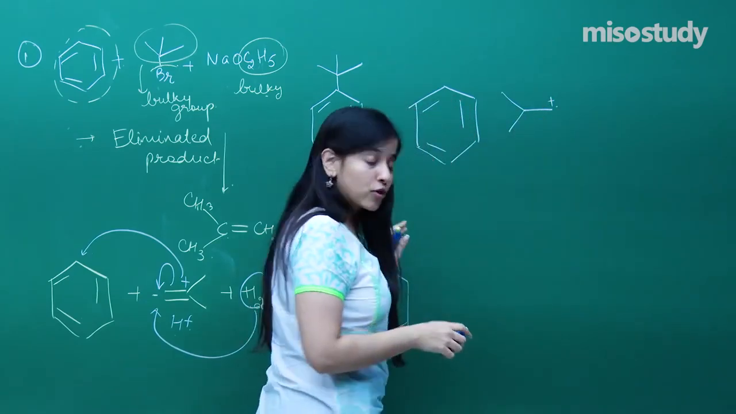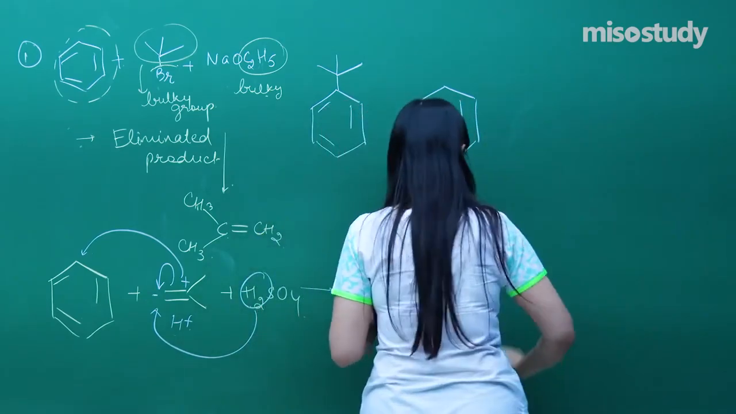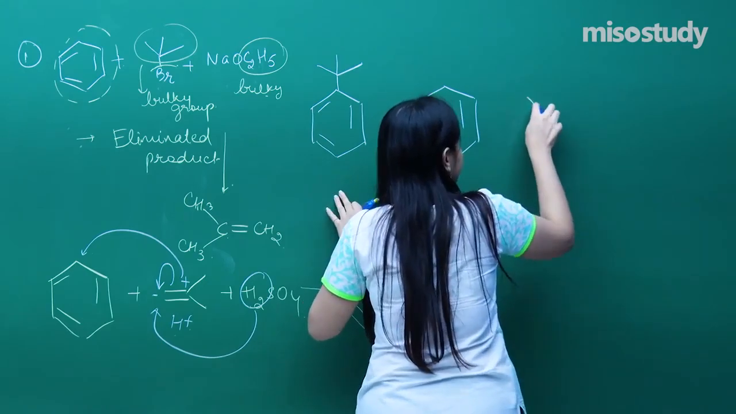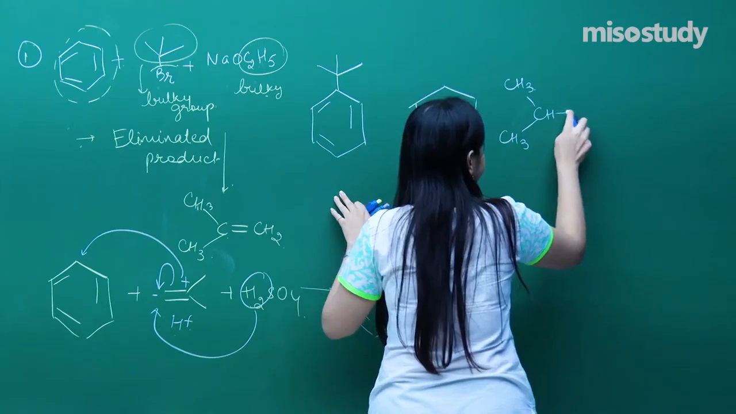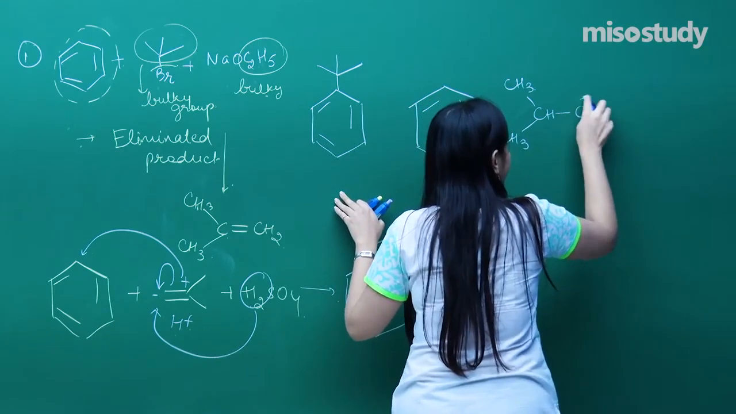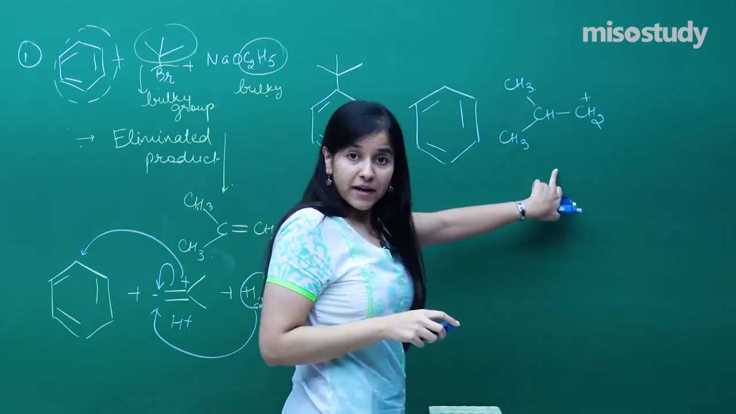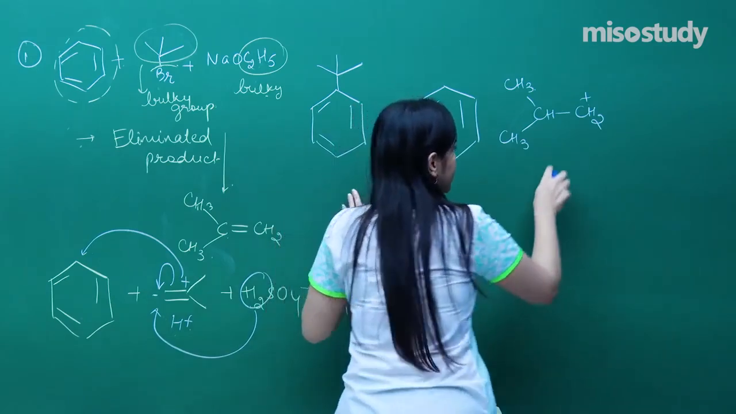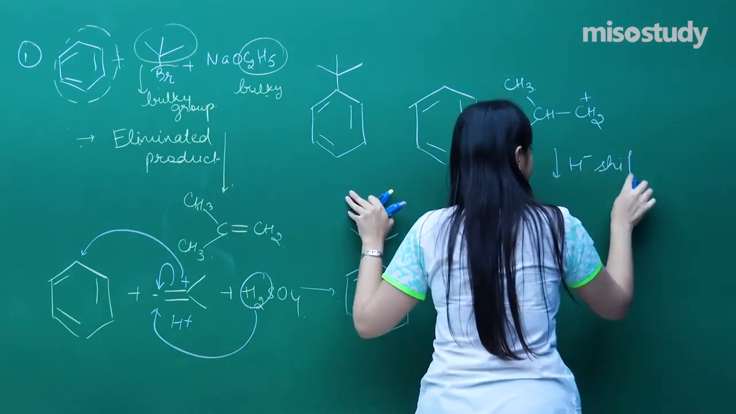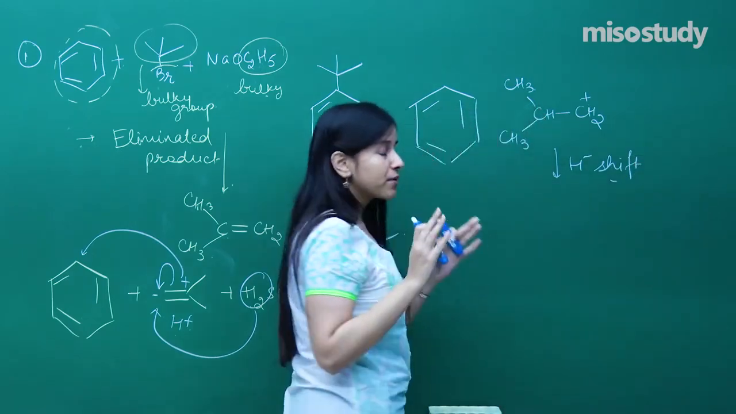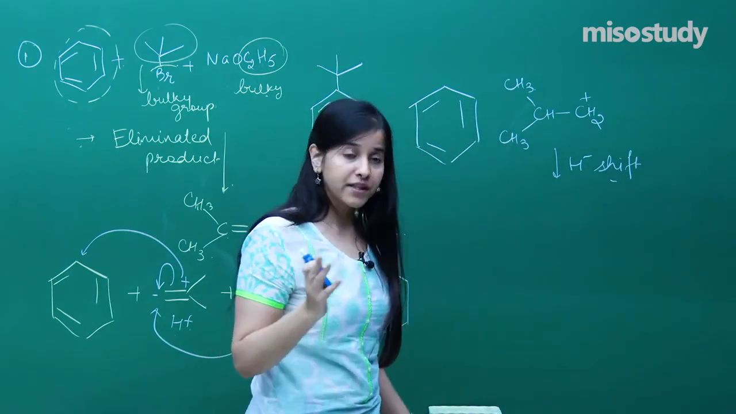Here we had developed the positive charge, and now what will happen? I am expanding the structure. So that is how we have the expanded structure. Now there will be what? The hydride shift. H negative shift. That is the hydride shift. You need to have a proper clarity about the hydride or the methyl shift.